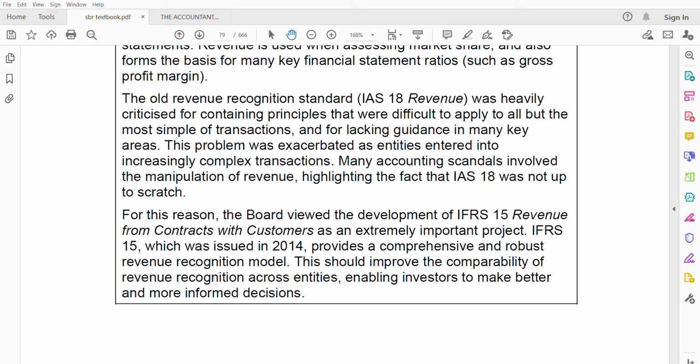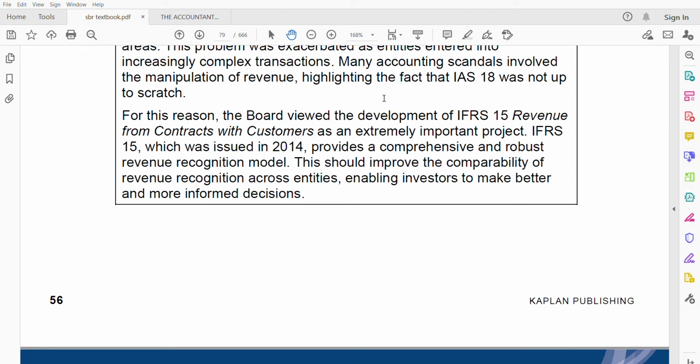Because IAS 18 deals with only simple transactions, but we know that in revenue recognition the transactions are not simple all the time in the organization. Sometimes the transactions might be very complex. So IFRS 15 is updated to reflect an increase in complex transactions. So they developed IFRS 15, contracts with customers.